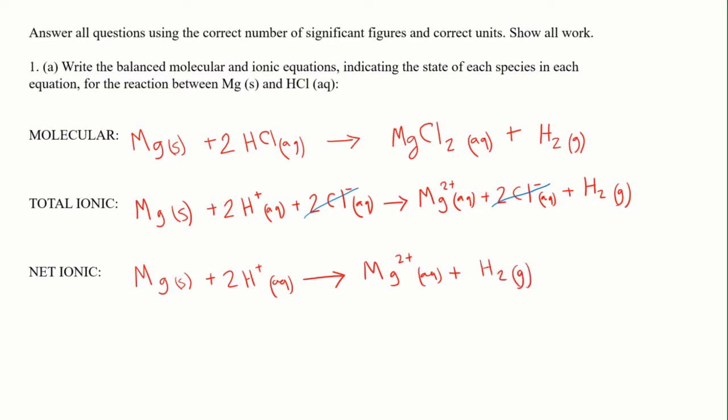This here is a redox reaction. We can see that magnesium is being oxidized. It's losing 2 electrons, and hydrogen is being reduced. H plus ions are being reduced to hydrogen gas. And this is the heart of the reaction. This is really what the reaction is. The spectator ions are just there. They're exactly as they're named. They're spectators.